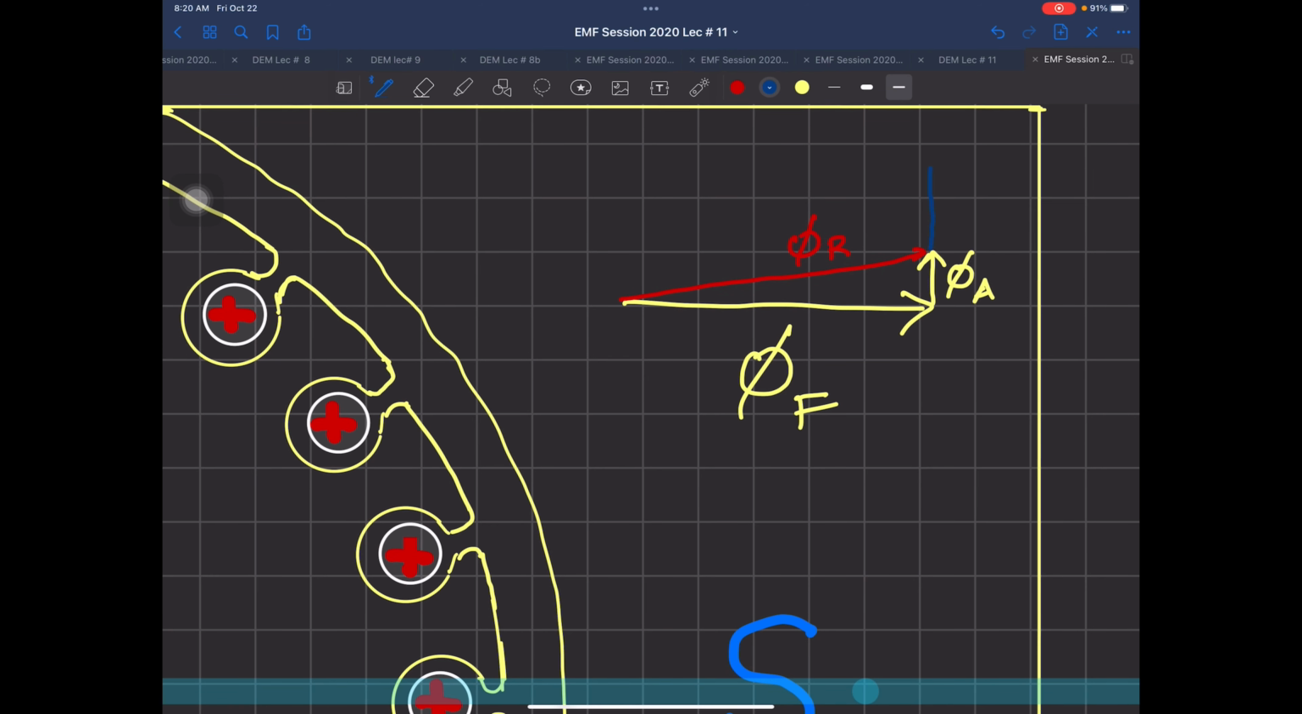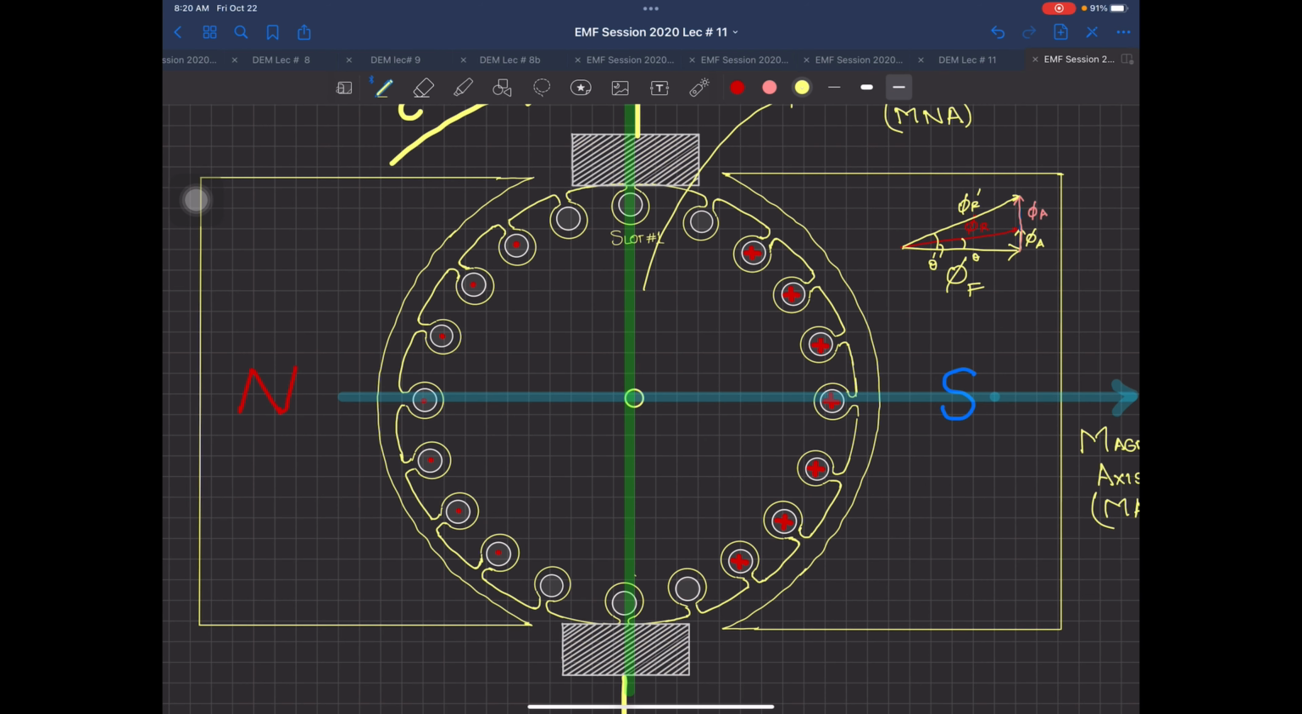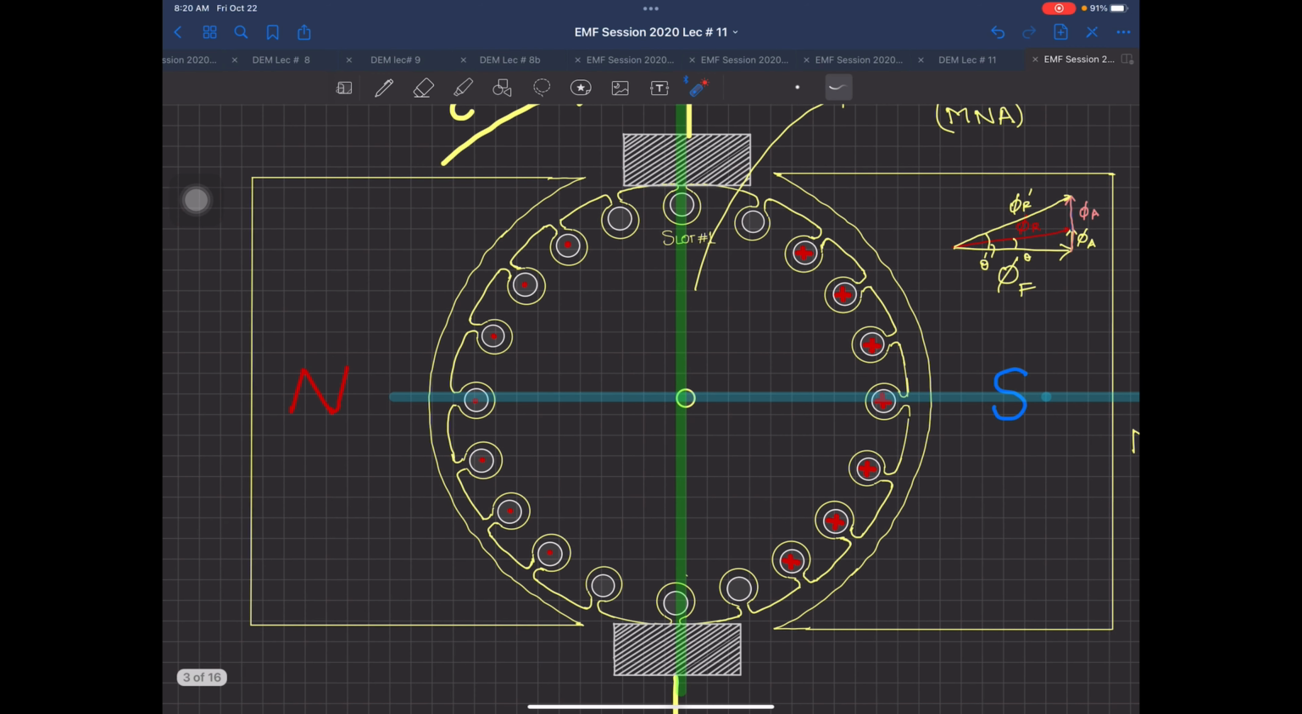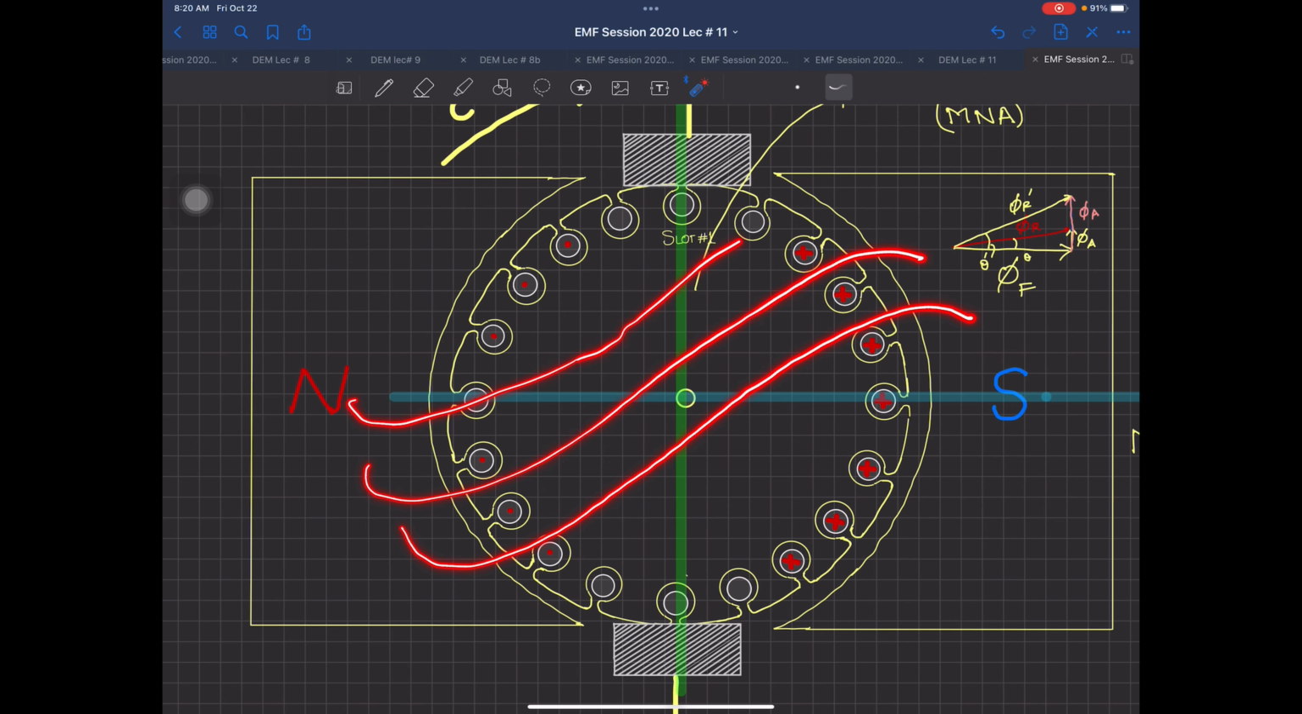So if I have more phi A, let me use another color. If I have more phi A, that is, the machine increases its armature current, the machine is now loaded. So now your phi R is going to be phi R dash, and this angle of tilt is now theta dash, previously it was theta. So now you can see what will happen this time when the increase in load current is there. Previously it was a slight shift, now your magnetic field will flow like this because of phi A.